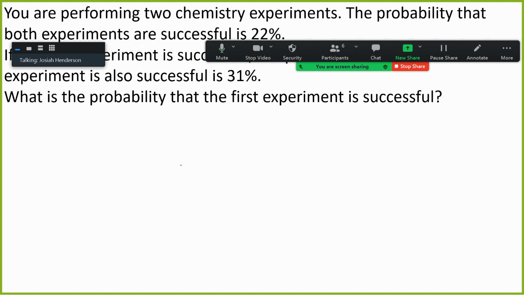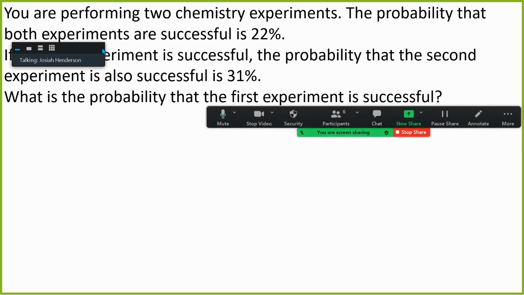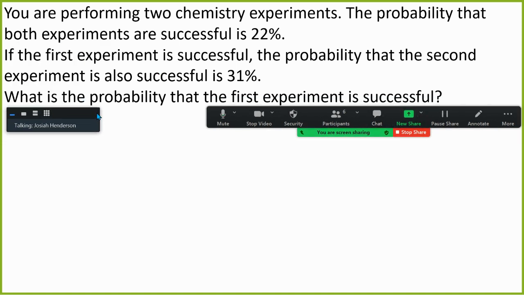Let's do another one. And I noticed that there's actually quite a few in Edmentum like this too. So read through this with me. You are performing 2 chemistry experiments. The probability that both experiments are successful is 22%. If the first experiment is successful, the probability that the second is also successful is 31%.